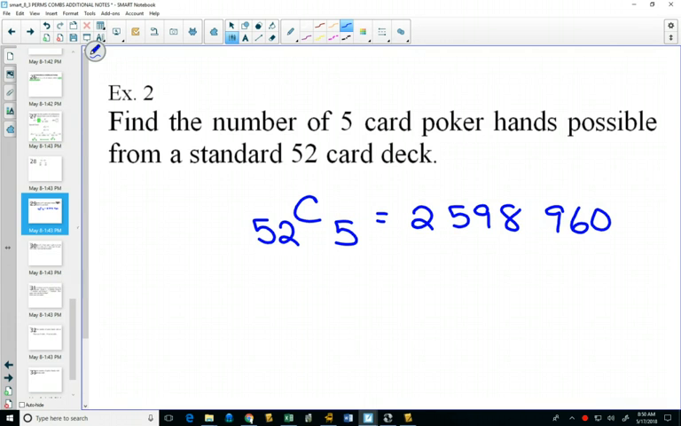So you can play poker almost 2.6 million times and never get the same hand twice. Well, chances are you would get the same hand somewhere in there, but perhaps this is what makes it interesting, that there's so many possibilities. Is the number right? Yeah? Okay. So we got 2.6 million possibilities.